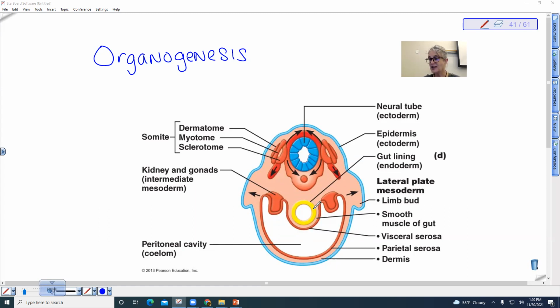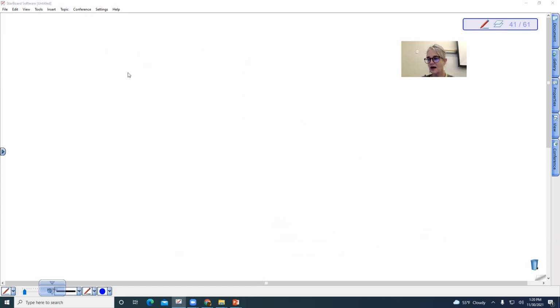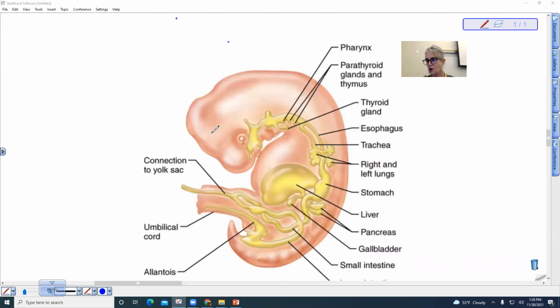When we look at the endoderm, it's kind of interesting. That makes up the lining of our organs. And so specifically the lining of our digestive tract, but also our respiratory tract.